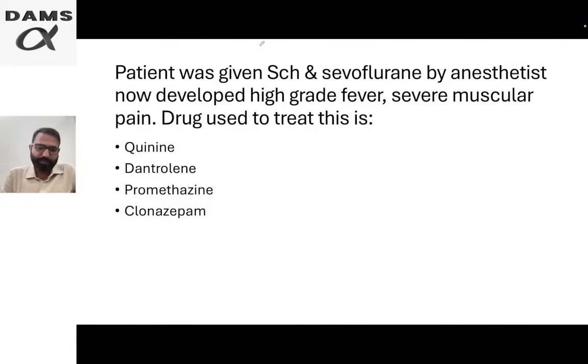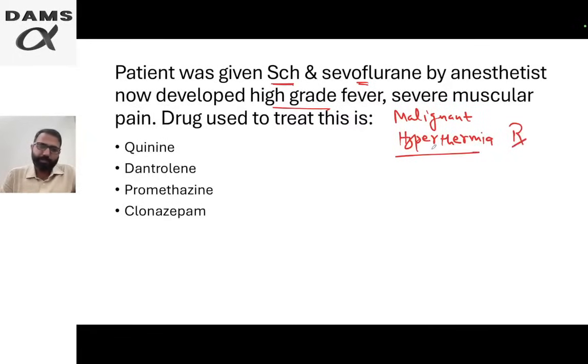Akshay ji, that's what I'm saying. A patient was given succinylcholine and sevoflurane and developed high grade fever and all. So this is malignant hyperthermia. I think every bacha knows malignant hyperthermia. I think every bacha knows the treatment of malignant hyperthermia.